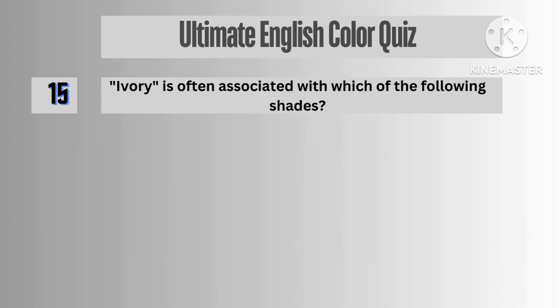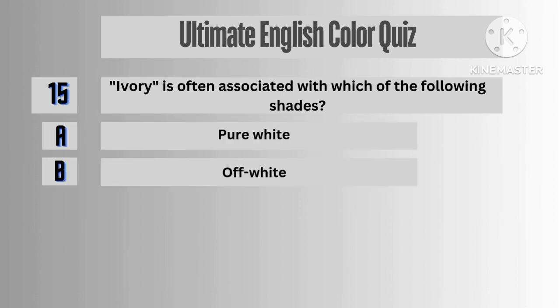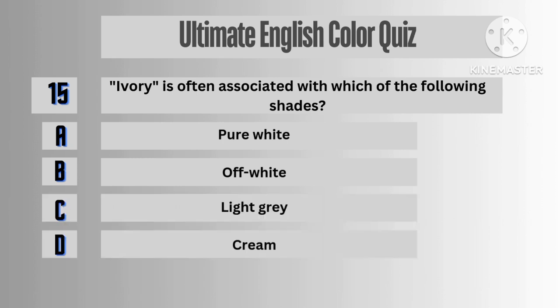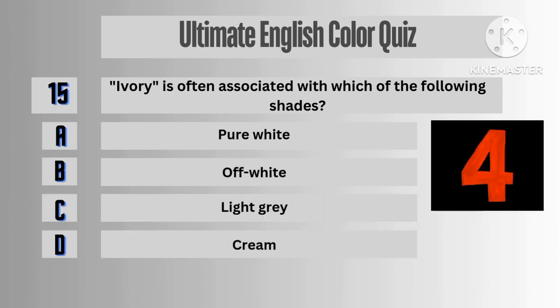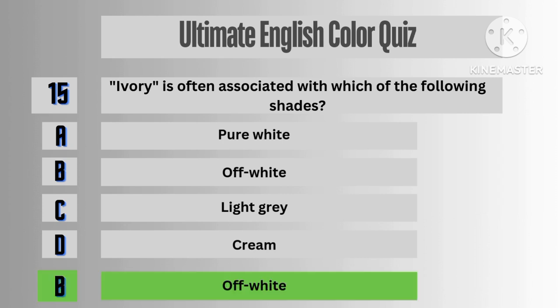Question number 15. Ivory is often associated with which of the following shades? Option A pure white, option B off-white, option C light gray, option D cream. 5, 4, 3, 2, 1. Correct answer is B off-white.